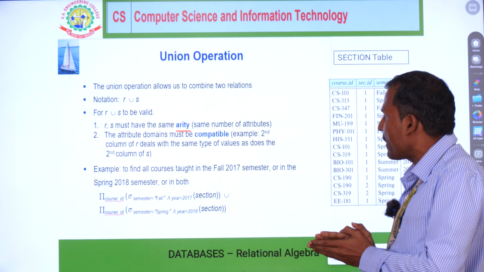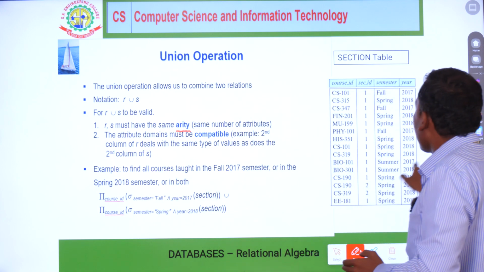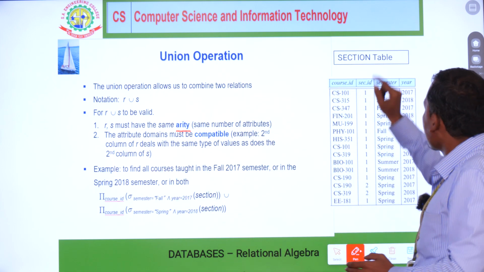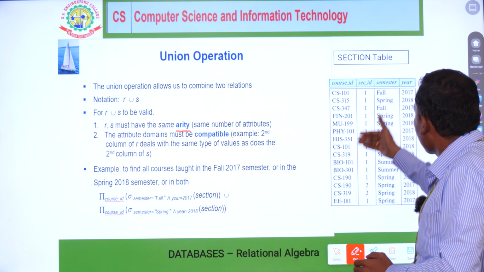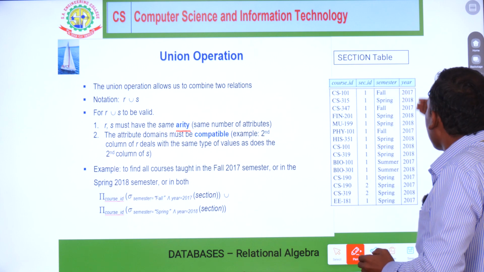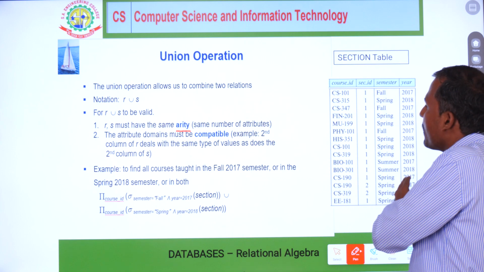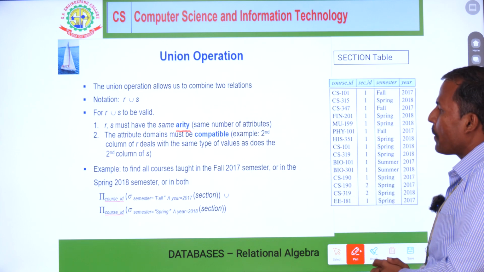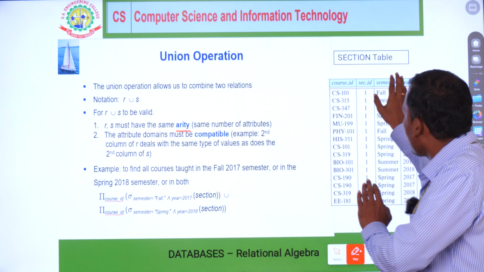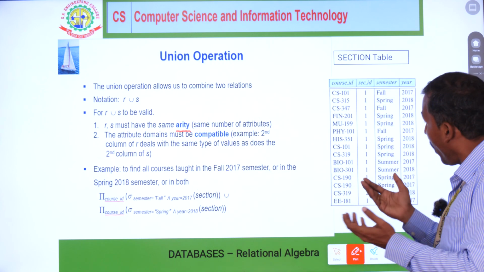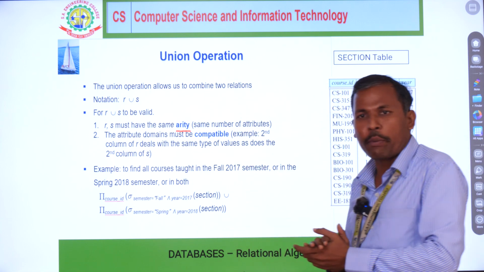The example we have taken here is to find all courses. I have taken a different relation, the section table. We have 4 columns here: course ID, section ID, semester and year. So it shows which course has been taught in which semester and which year. Now my question is: find all courses that were taught in the fall 2017 semester or in the spring 2018 semester or in both.